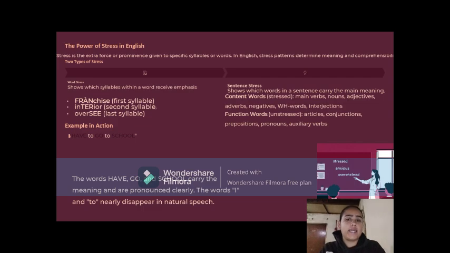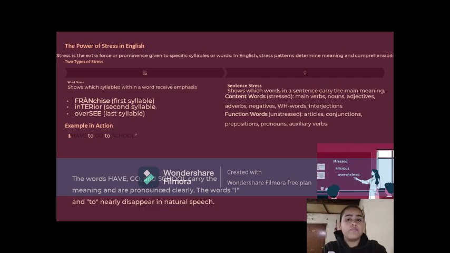And the second kind is sentence stress. It shows which words in a sentence are stressed, and these words, called content words, give meaning to the sentence. Among them we have main verbs, nouns, adjectives, adverbs, negatives, WH words, interjections. For example, I have to go to school. In this sentence, have, go, and school are the stressed words that give the true meaning to the sentence.